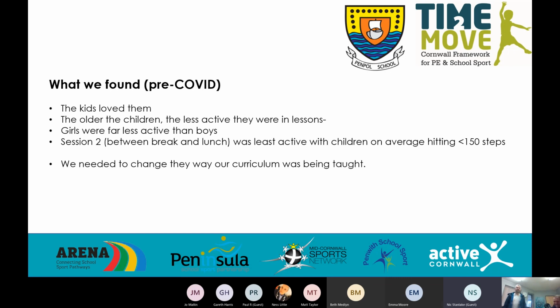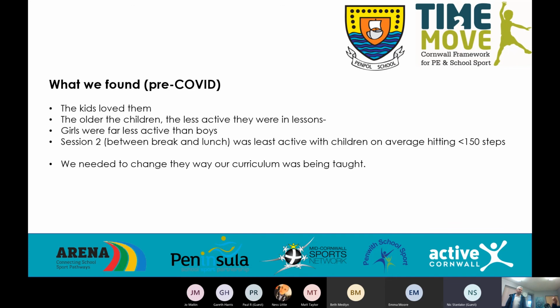So we've used them in year 6, year 5, year 3 and year 2, and we found that the year 6 children were far more sedentary during the day than the year 2 children. Girls were far less active than boys, particularly in year 6. So if we take data from yesterday, the average boy was getting about 6,000 to 7,000, and the majority of the girls were around the 3,000 to 4,000 steps a day.